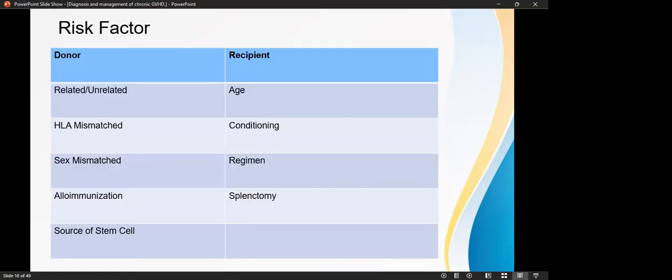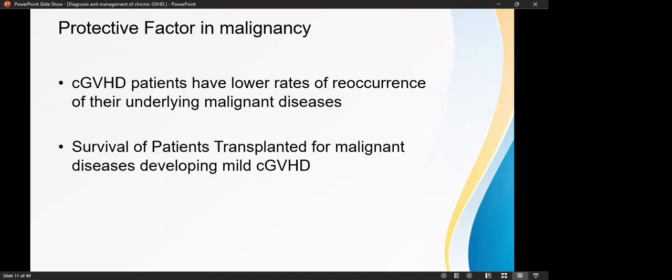And what are the risk factors? Risk factors can be due to the donor and recipient: related or unrelated donor, HLA mismatch, sex mismatch, alloimmunization, and source of stem cells. In the recipient: age, conditioning regimen, and splenectomy. And the protective factor: due to chronic GVHD, patients have a low rate of recurrence of their underlying malignant disease, and survival is better in patients transplanted for malignant diseases who develop mild chronic GVHD.